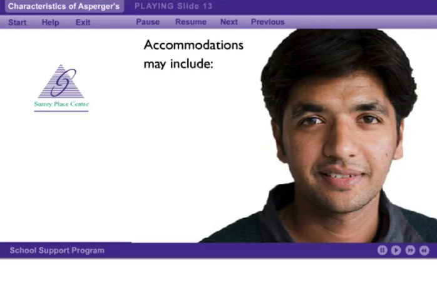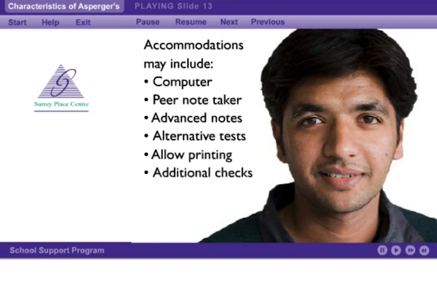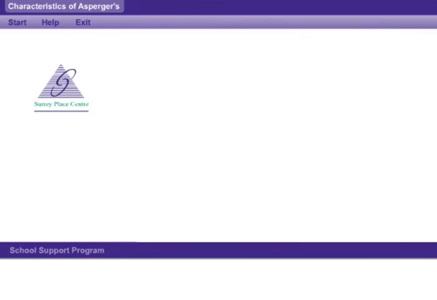Classroom accommodations may include the use of a computer, a peer note taker, advanced copies of chalkboard notes, alternative tests and assignments using fill-in-the-blank, multiple choice, or oral evaluation, allowing printing rather than cursive, additional checks to make sure accurate information is recorded, exemption from gym, and alternative clothing options.